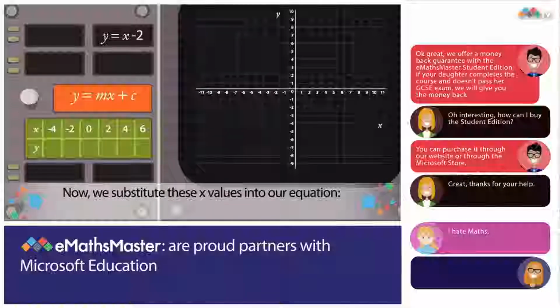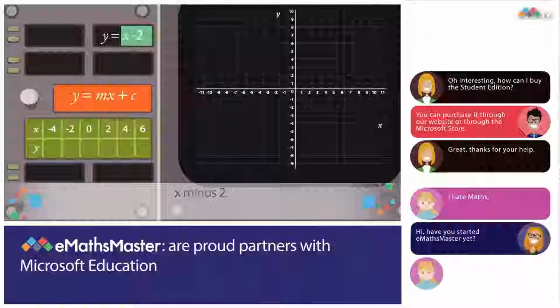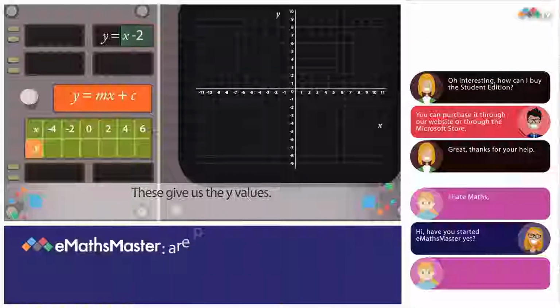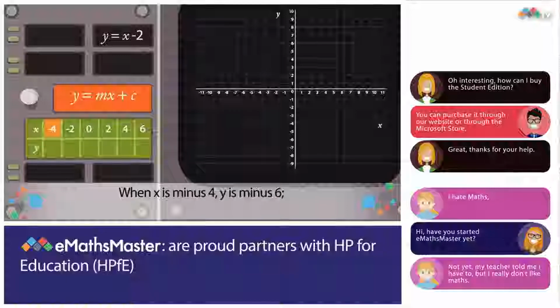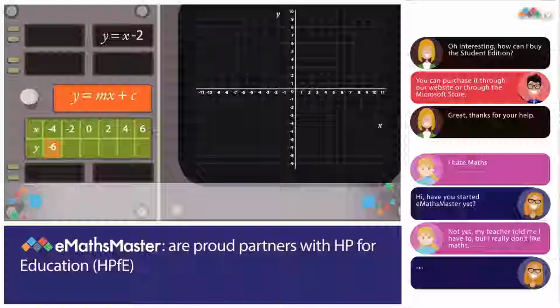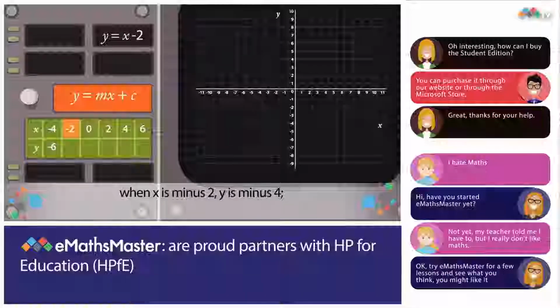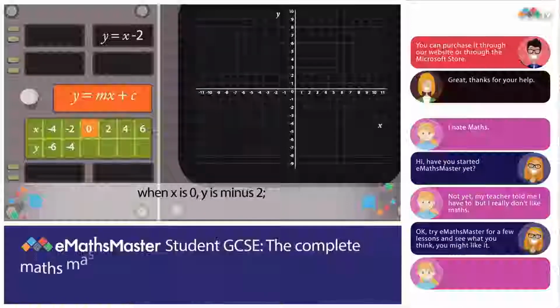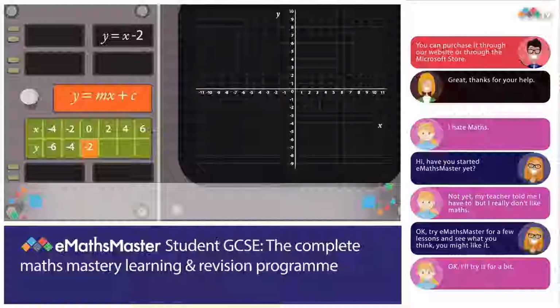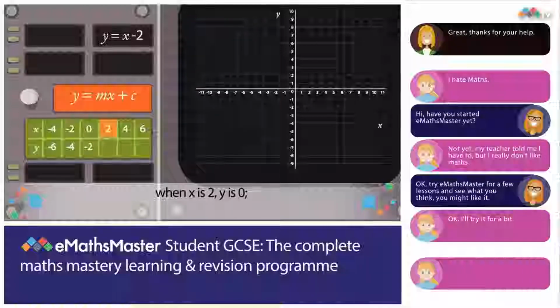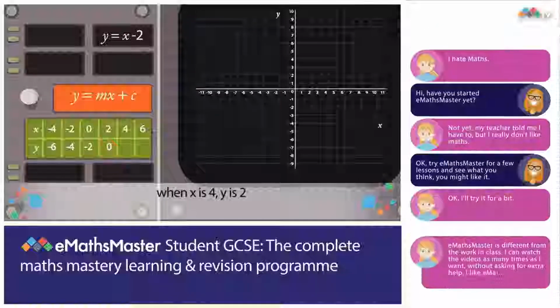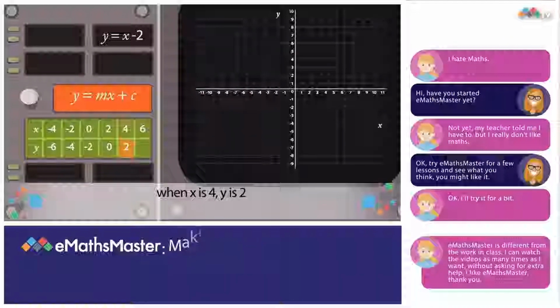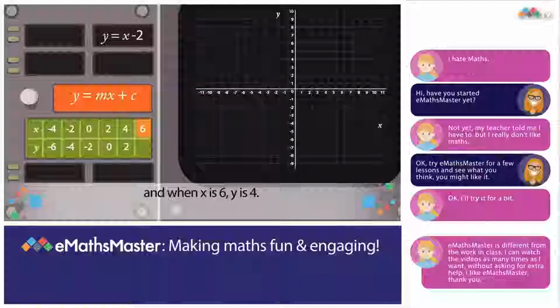Now we substitute these x values into our equation, x minus 2. These give us the y values. When x is -4, y is -6. When x is -2, y is -4. When x is 0, y is -2. When x is 2, y is 0. When x is 4, y is 2. And when x is 6, y is 4.